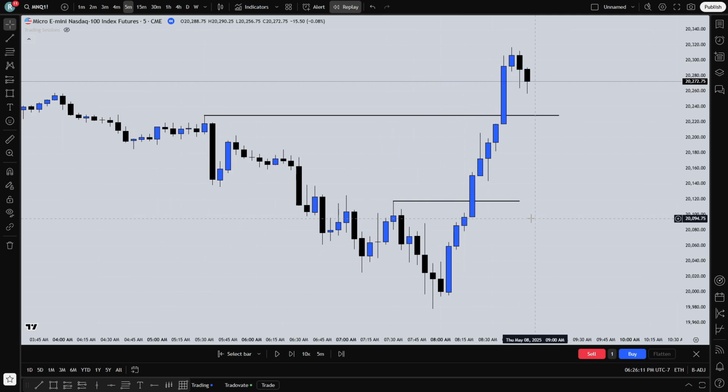So that's how we use market structure shifts to actually help and provide confluence in your trading. If you guys have any questions, let me know as well. I'm going to go ahead and show you a few more examples right now.